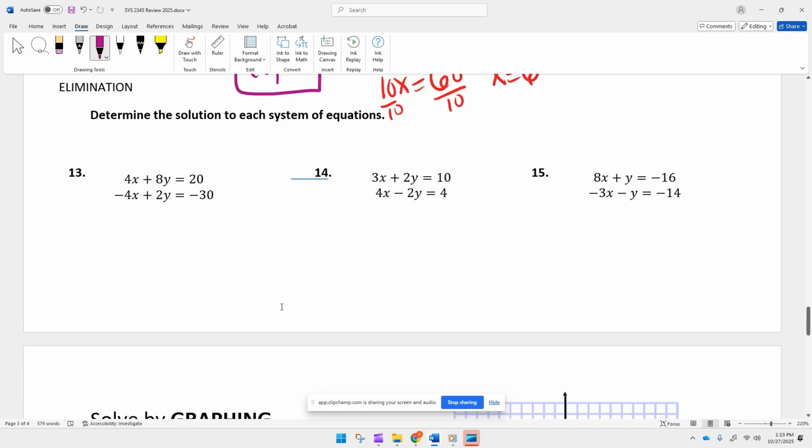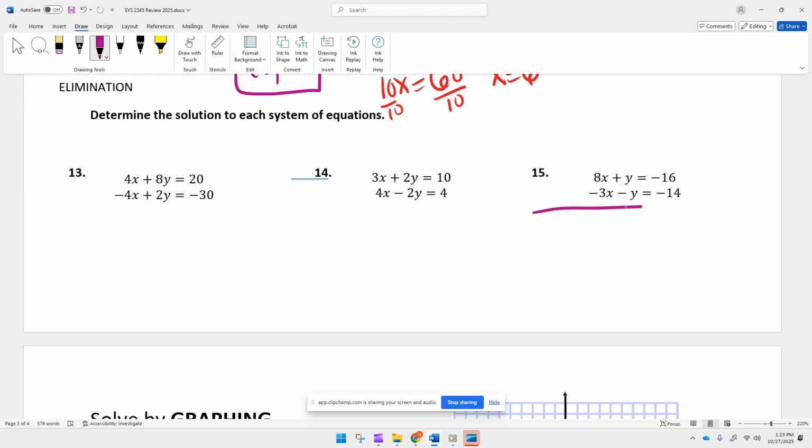Numbers 13, 14, and 15 are really, really straightforward. All we're doing is combining, and if they have opposite twins, they cancel out, and we will solve for the remaining variable. So we don't have to multiply by anything. It's already set up for you to use the elimination. I'm going to do number 15.